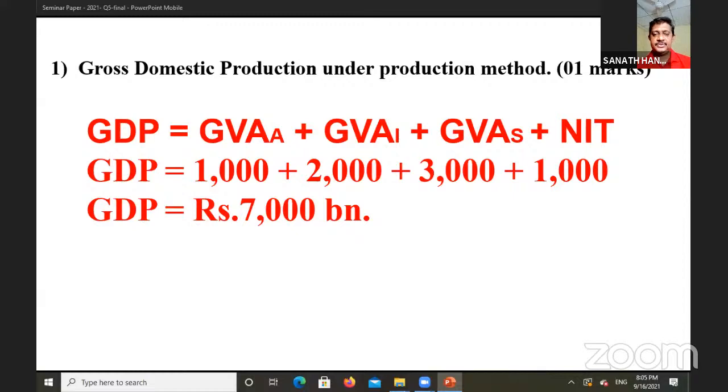Mixed income is in, okay, I'll come to that. So if you are given all these methods, it is easy because you can check the answer. Whatever the method, GDP value should be the same, right?